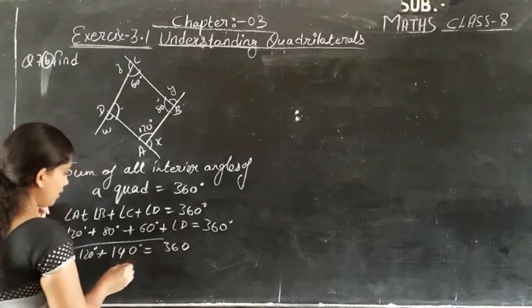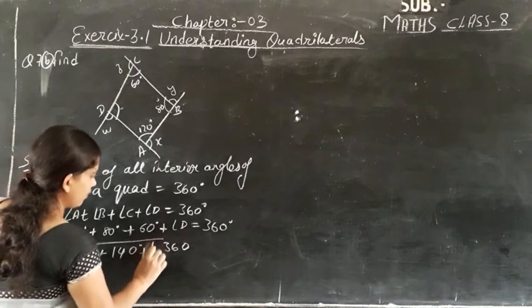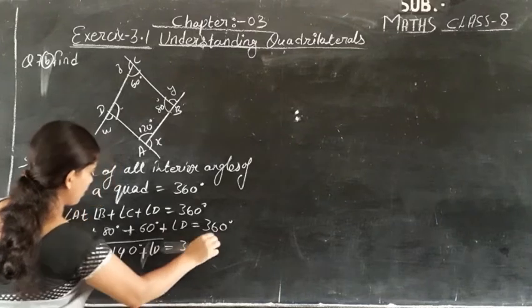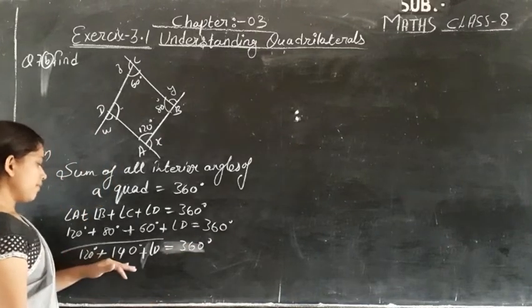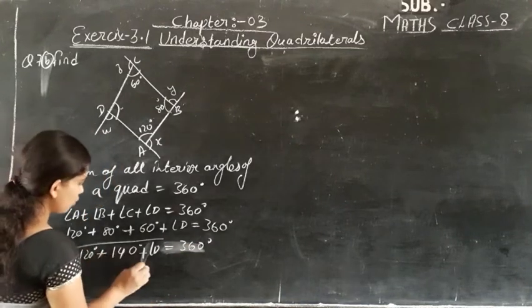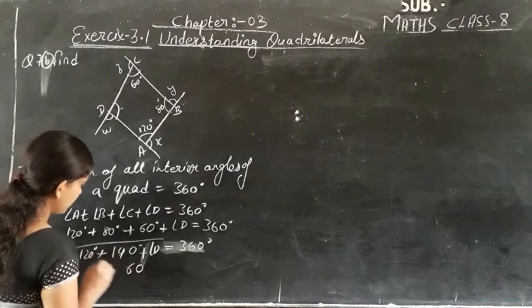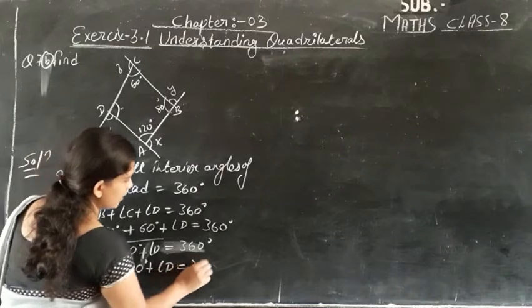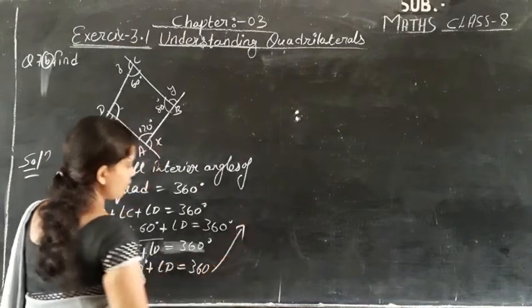Is it? Now, angle D is equal to 360. Now, 120 plus 140, how much will it be? 0 plus 0, 0. 4 plus 2 is 6. 1 plus 1 is 2. 260 plus angle D is equal to 360. Have you understood up to here?